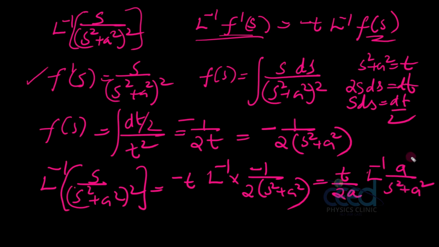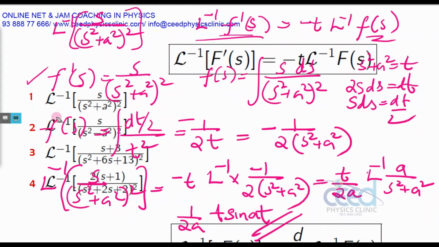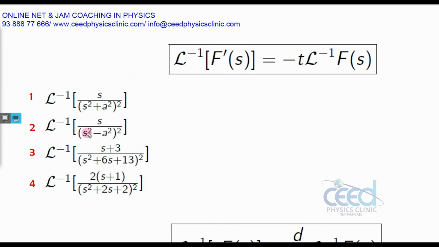So now this is in the standard form. We know this result: the Laplace inverse of a by s square plus a square is sin a t, right? So t by 2a into, that is 1 by 2a into t sin a t. So this will be the result. This is the method to do this problem, otherwise it will be more tedious to calculate. So this property helps you to solve in a very easy method. Now let me come to another problem.